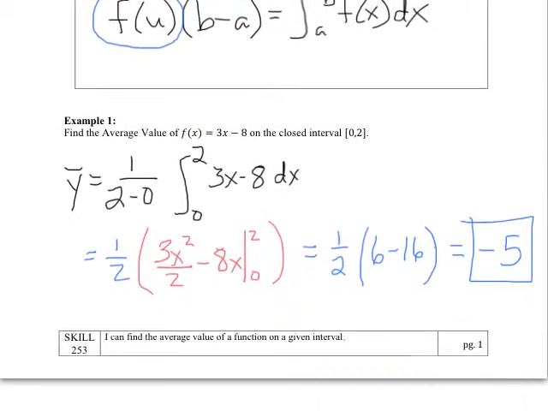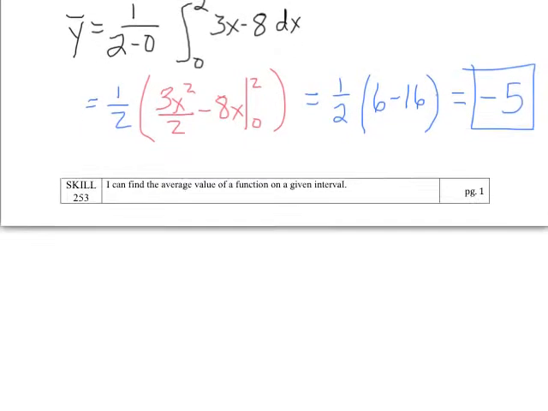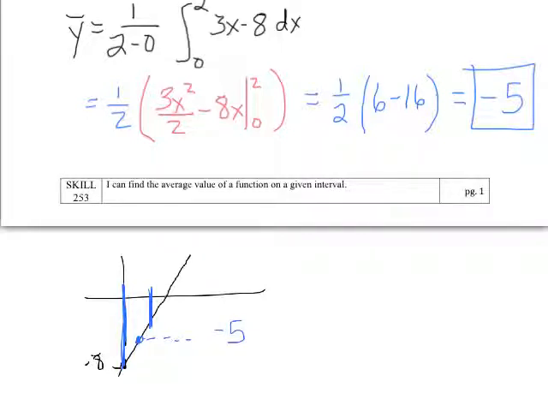If we think about that visually, 3x minus 8 starts down here at negative 8, and we have a slope of 3. So between 0 and 2, our average function value is right there at negative 5. The blue trapezoid carries the same area as the red rectangle.